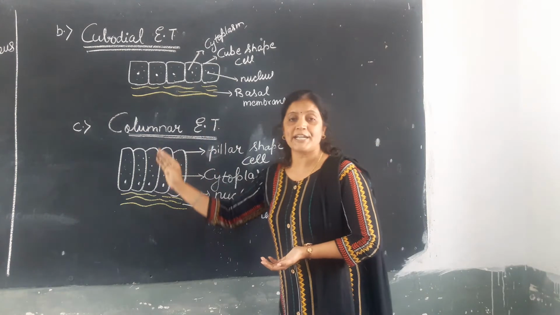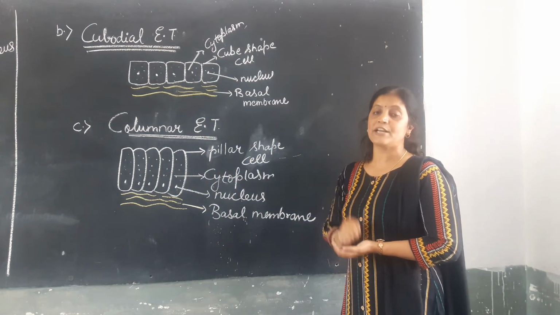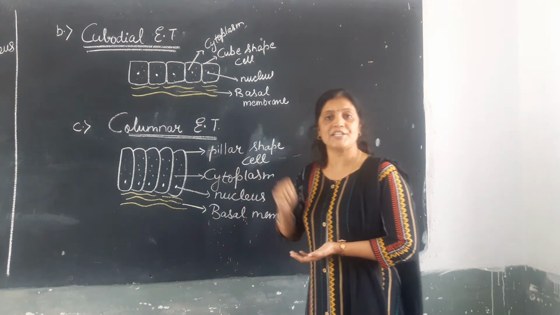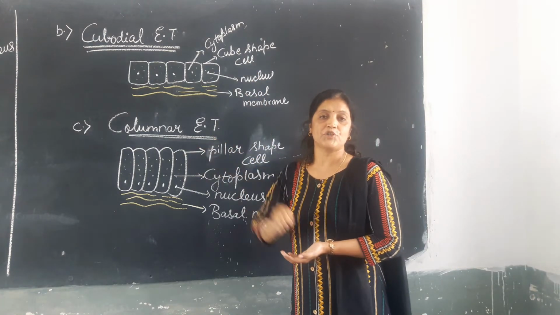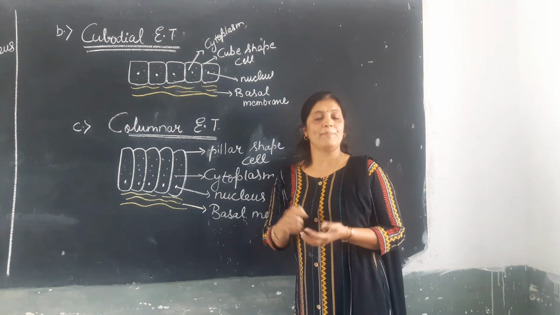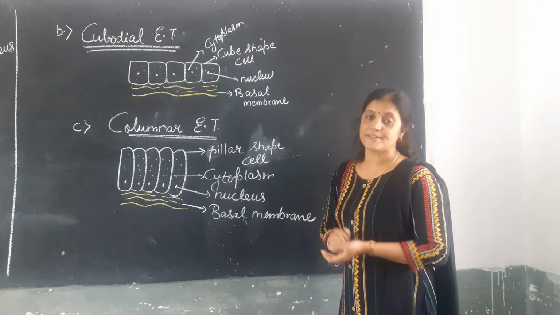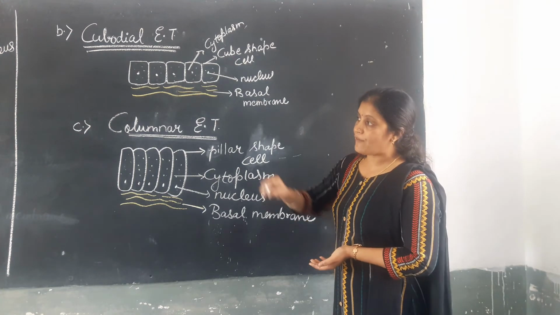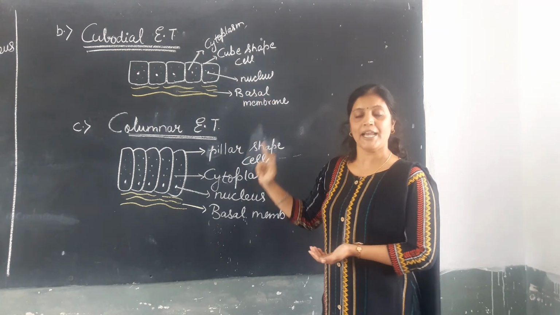Now, if we talk about its location, it is generally present in our digestive parts like our small intestine, stomach and large intestine. So that means this also, like cuboidal epithelial tissue, helps in digestion. So we can say that one major common function of epithelial tissue is protection, and along with protection it helps in secretion and absorption. So these are the three epithelial tissues: squamous, cuboidal and columnar.